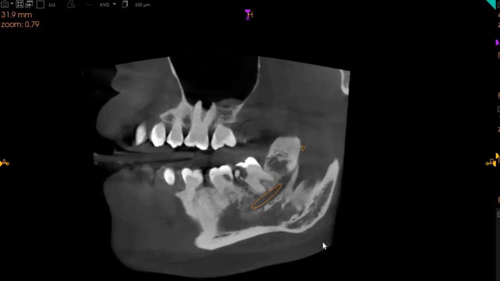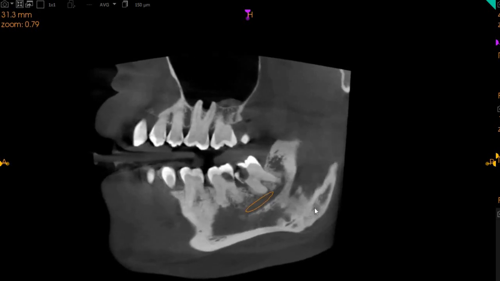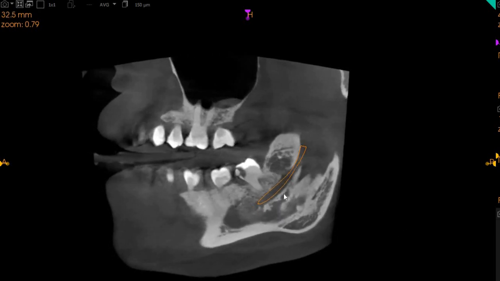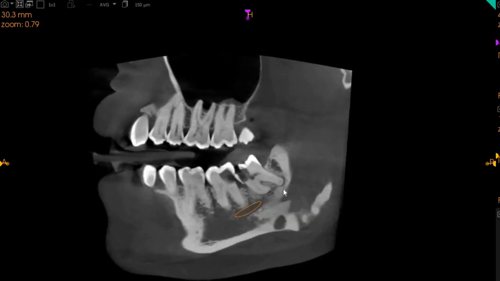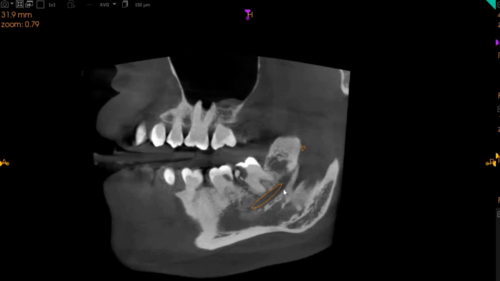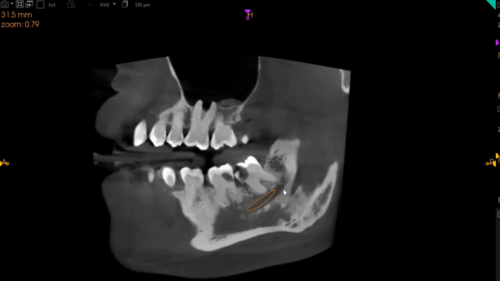This is the sagittal view, the side to side view. Here also you can see that the inferior alveolar nerve is very closely associated with the root apices of the mesial and the distal. The distal actually just compresses it at this point right here.